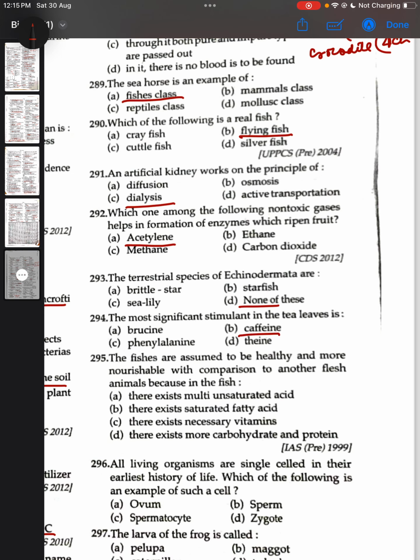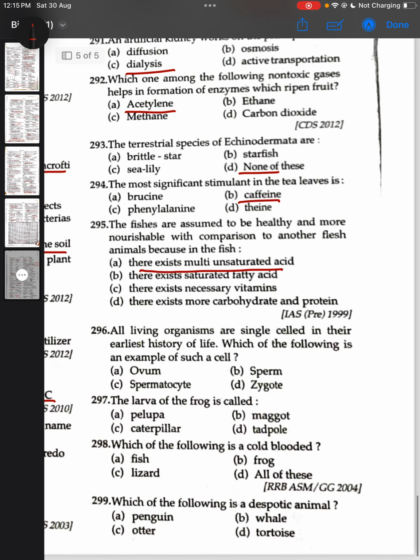Fishes are assumed to be healthy and more nourishing in comparison to other flesh animals because fish have polyunsaturated fatty acids and omega-3 fatty acids. All living organisms are single-celled in their earliest history of life. Which of the following is an example of such a cell? Zygote. The larva of the frog is called tadpole.